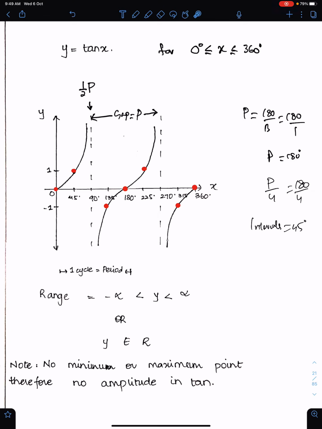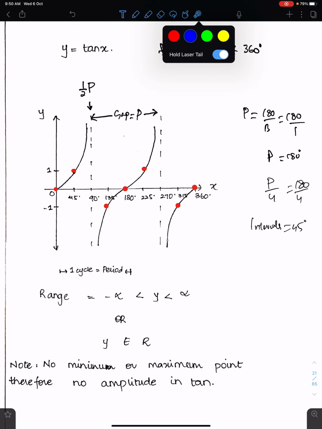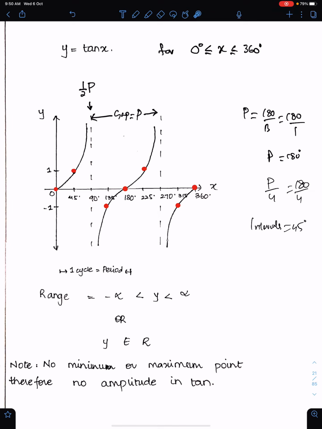Well, if you construct a table for x and y of tan x, then if you check 0 in your calculator, you will get 0. If you check 45, you will get 1. 90 means infinite. So we must have this dotted line at 90 degrees. This is known as a vertical asymptote. This must be at 90 degrees because tan 90 is infinite. Tan 135 is -1.